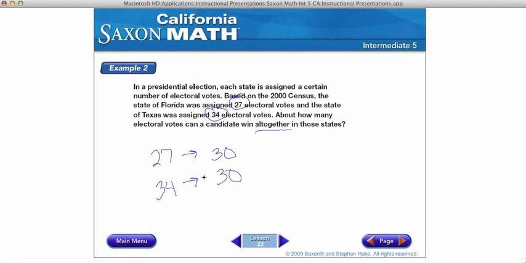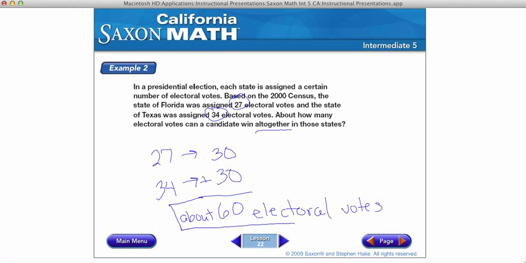And then it says about how many electoral votes can a candidate win altogether. Here's my key word. Altogether means I add. 30 plus 30 is 60. So I can get about 60 electoral votes. Now please make sure that in your answer you put the word about, because it isn't exactly 60, it is about 60. This is an estimate. So we need to make sure that in our answer we indicate that it is an estimate. Okay? All right, example 3.